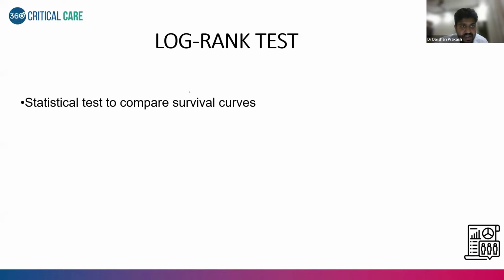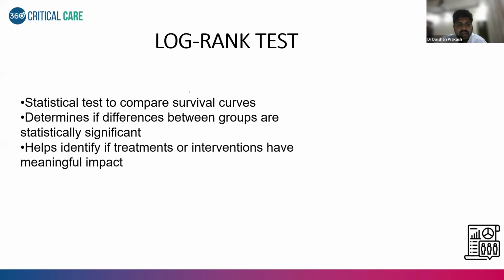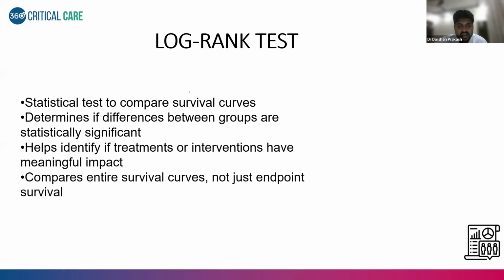What is a log rank test? It is another type of statistical tool which helps us understand survival analysis. It determines the difference between groups which are statistically significant. So you need to have a set of data which has been already analyzed, and you have statistically significant data, that is p-value less than 0.05. Okay, it helps us understand if that particular treatment intervention has some meaningful impact. Okay, it helps us draw up survival curves, and it does not just focus on the endpoint.